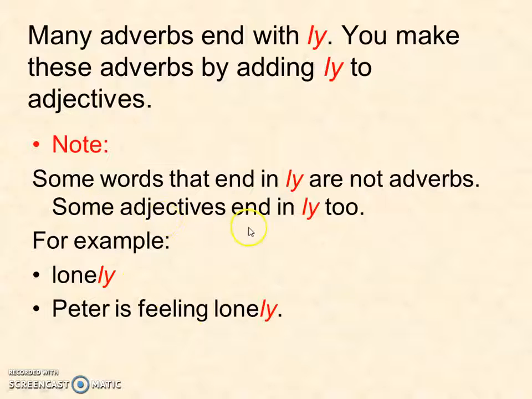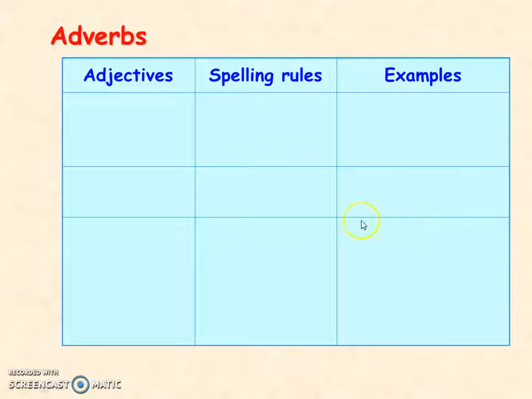And there are some adjectives that end in ly too, that are not adverbs. For example, lonely. Lonely is an adjective. Peter is feeling lonely. Just because it ends with ly doesn't mean it's always an adverb. So let's look at the chart for the usual rules, spelling rules around adverbs.